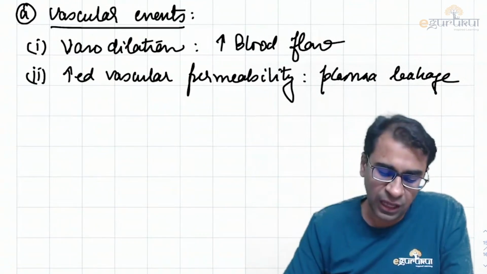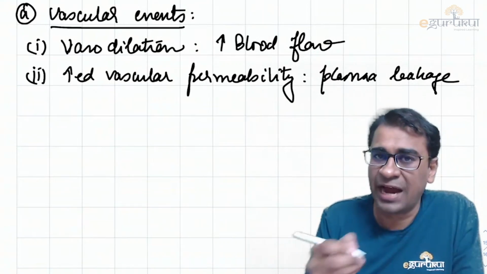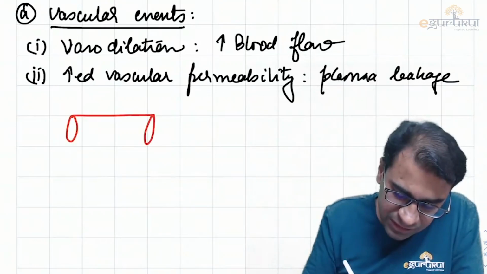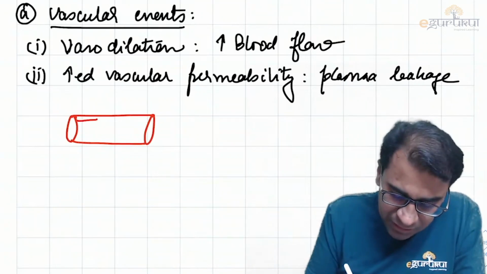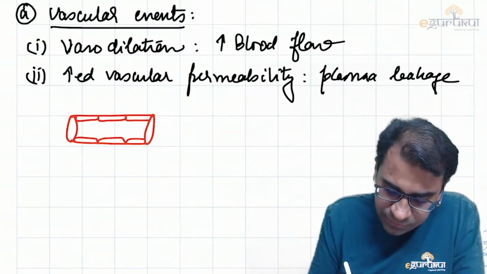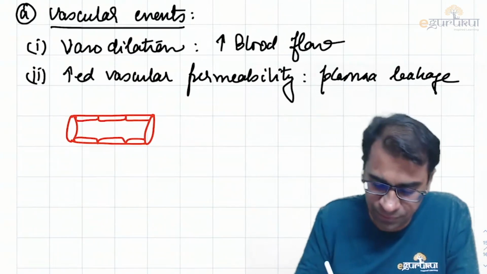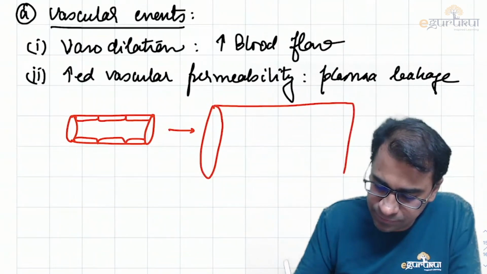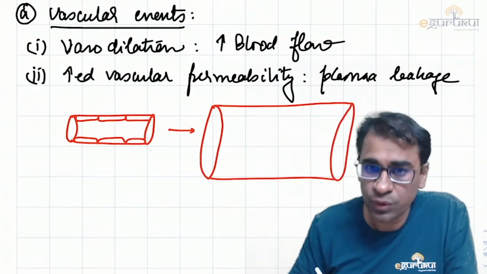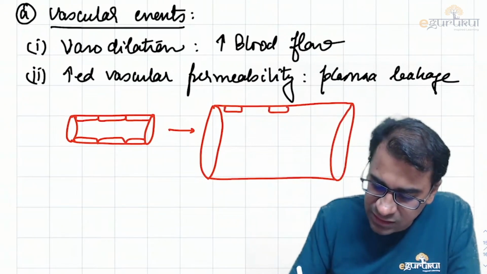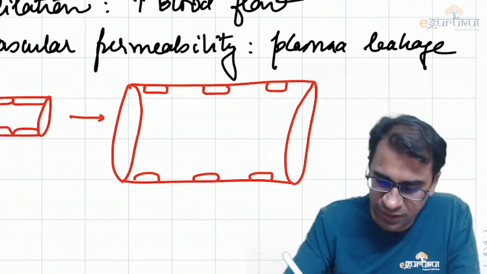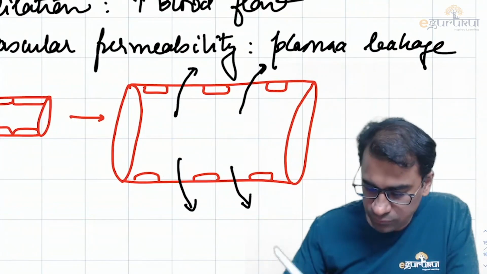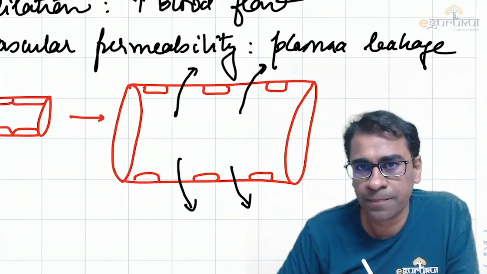Now look, what is the basic idea of these two events occurring? If this is a vessel and normally the endothelium is like this, there's no space between the endothelium. Now, what has happened? The vessels have got dilated like this. And endothelial cells have contracted like this. The fluid has leaked out.